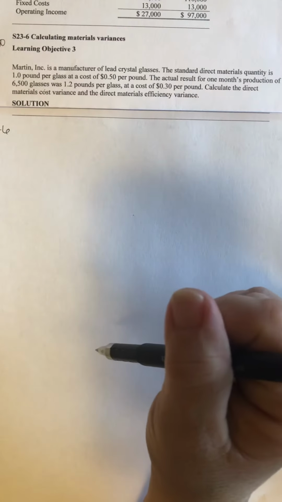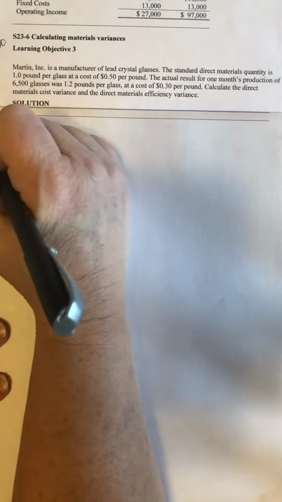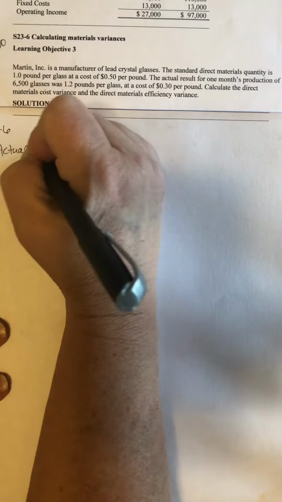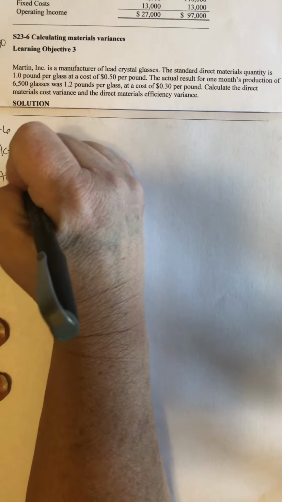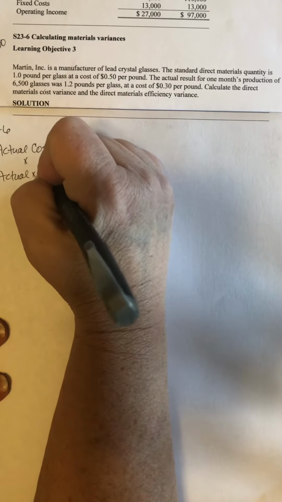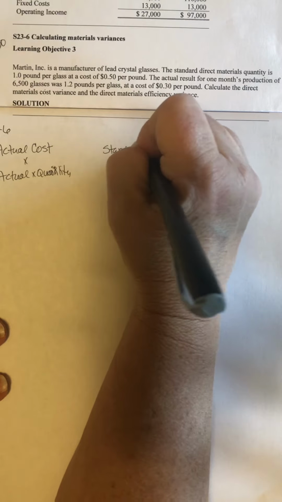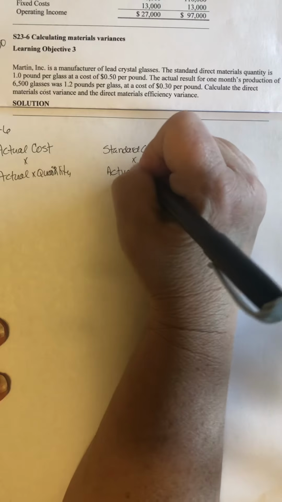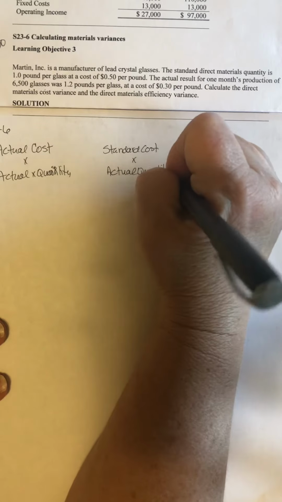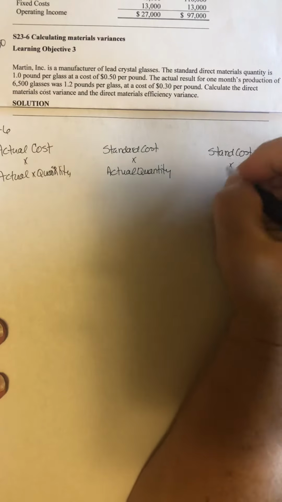And then we're also going to do number 7, which does the same thing for direct labor with the same company. All right, so I think it's better for y'all to use this setup where it's the actual cost times the actual quantity. And then the next second level is standard cost times the actual quantity. And the third level is your standard cost times standard quantity.